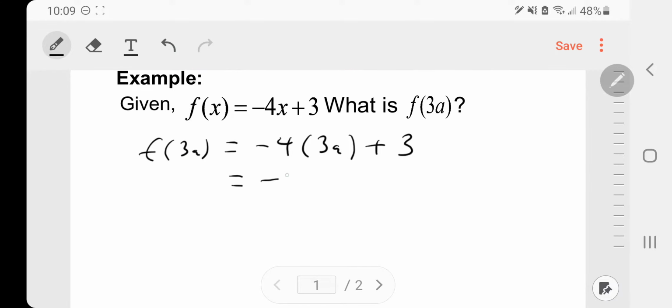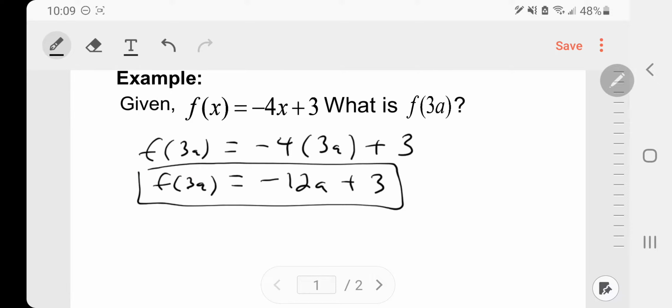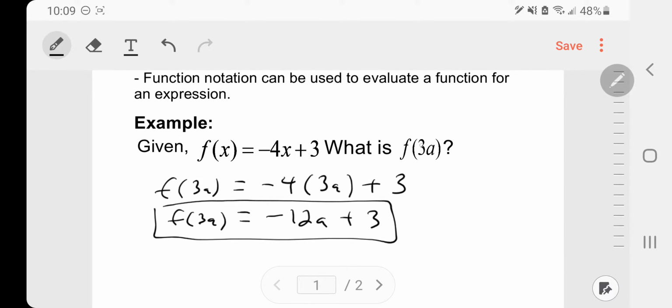That would be negative 12a because I would multiply, and I get f of 3a on the left side. Okay, so negative 12a plus 3 is simplified. There's nothing more you can do there. There's no like terms to combine or anything, so that would be your final answer. All right, so again, expression input yields an expression output. All right, let's take a look at another one.